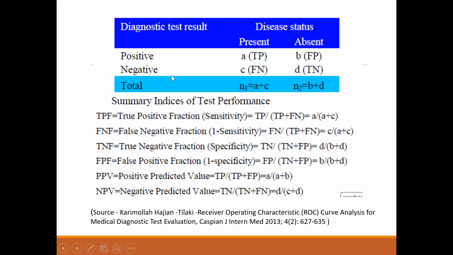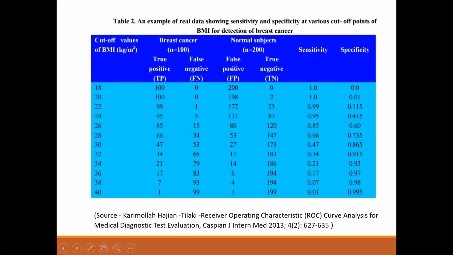So like this, we can calculate all the particular characteristics for diagnostic data using these, that is sensitivity, specificity, positive predictive value, and negative predictive value. So this is an example. Here they have used BMI as a cutoff for detection of breast cancer. In this data, we have BMI, and there is true positive, false negative, false positive, true negative. And for each BMI value, they have given the ability of the test, that is sensitivity and specificity.